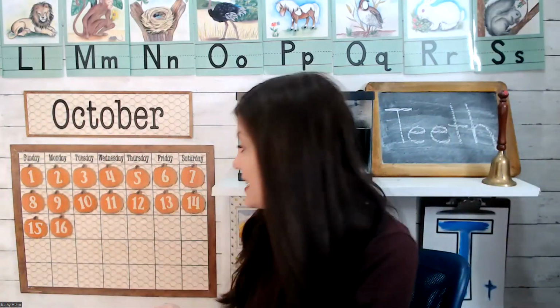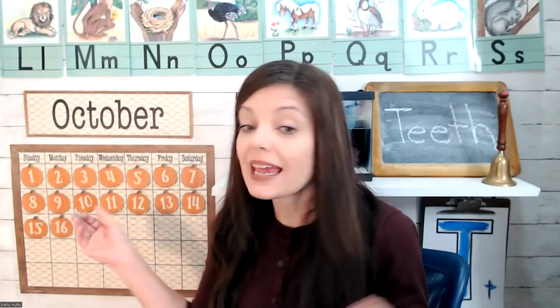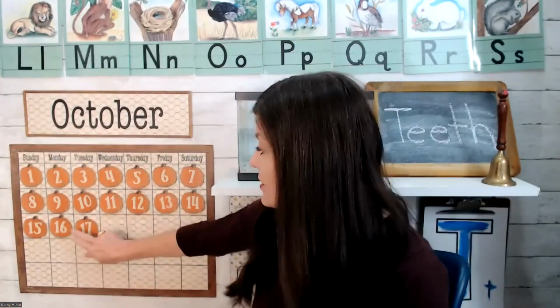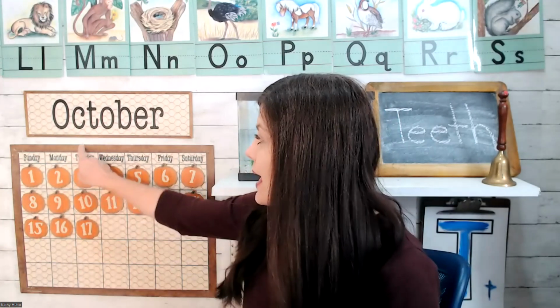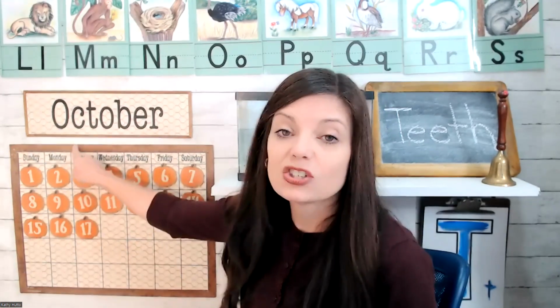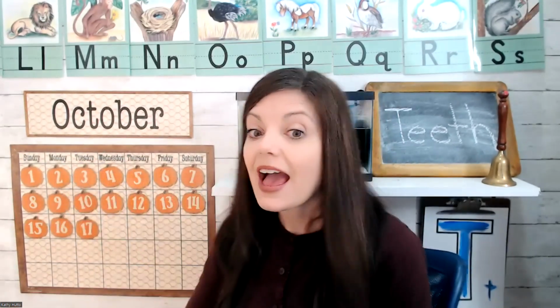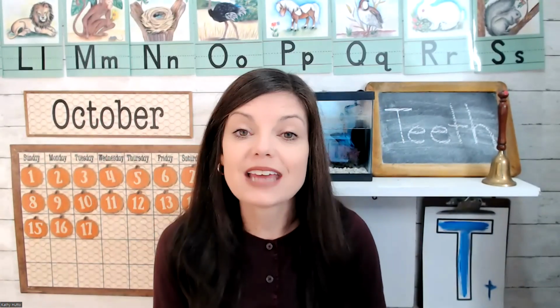Can you say today's date? October 17th. If you want to know what day it is, then you have to find 17 and go all the way to the top. And this is today's day. It starts with the letter T. And letter T is our letter of the day.